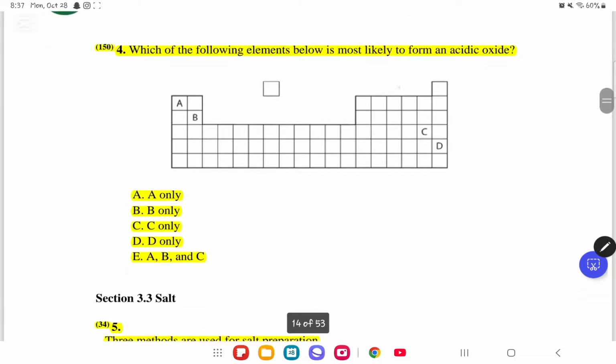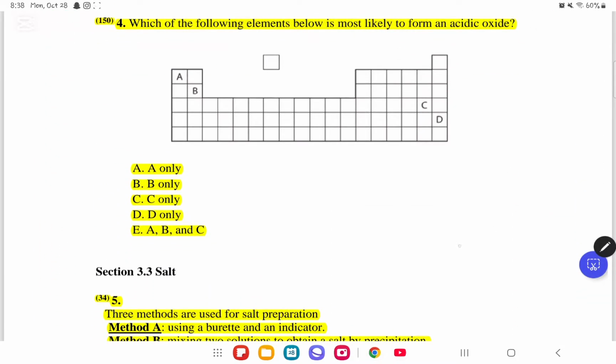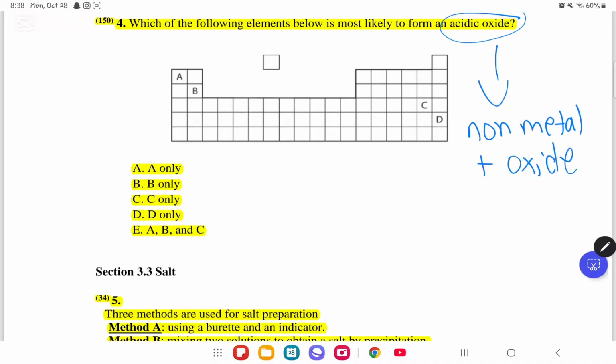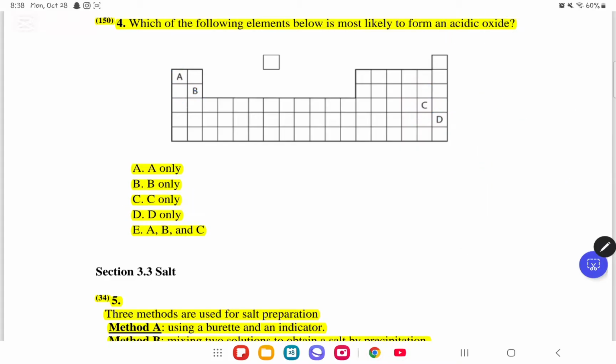Okay, now number 4. So they're asking us which of the following elements is most likely to form an acidic oxide. Acidic oxide means non-metal plus oxide. All right, so that means for sure it's not gonna be A or B because A and B are metals, okay? It's definitely not gonna be D. Why? Because D is a noble gas and noble gases do not react with anything. So that leaves us with C. So C is the answer, C only.